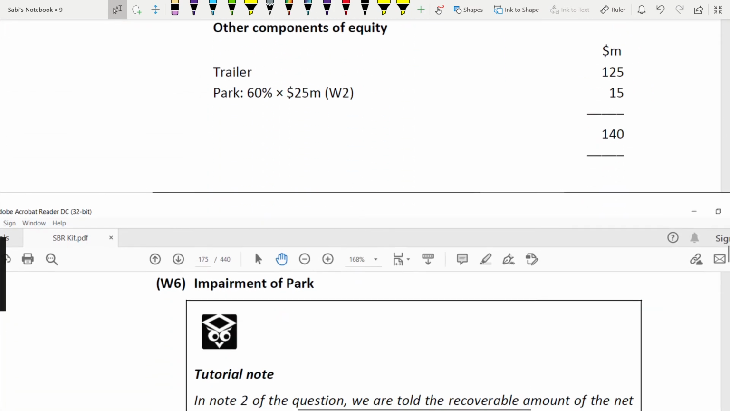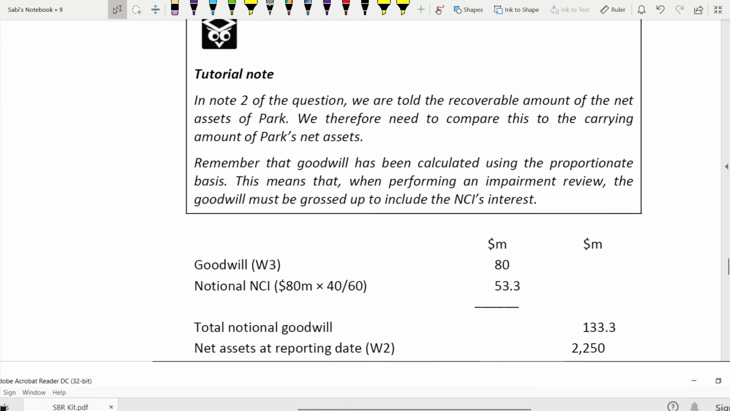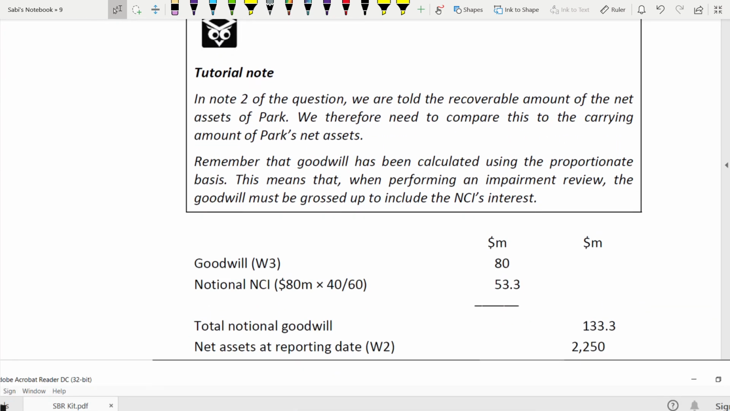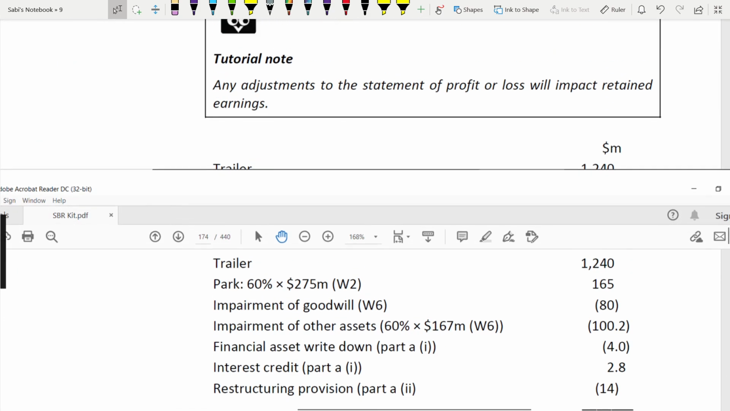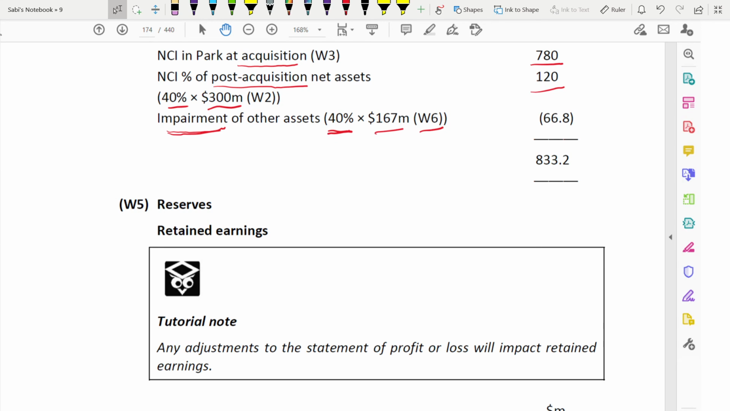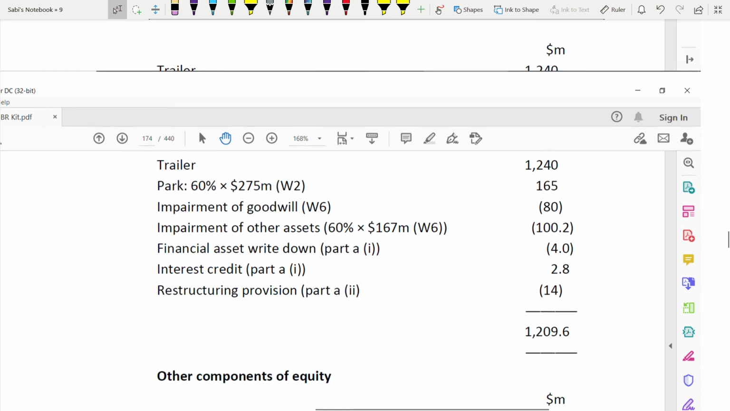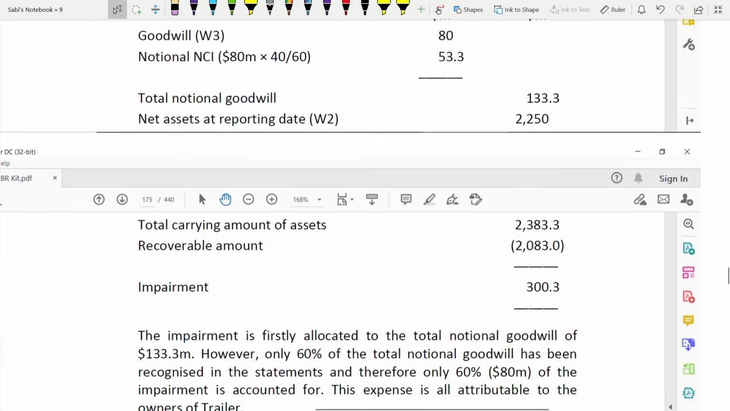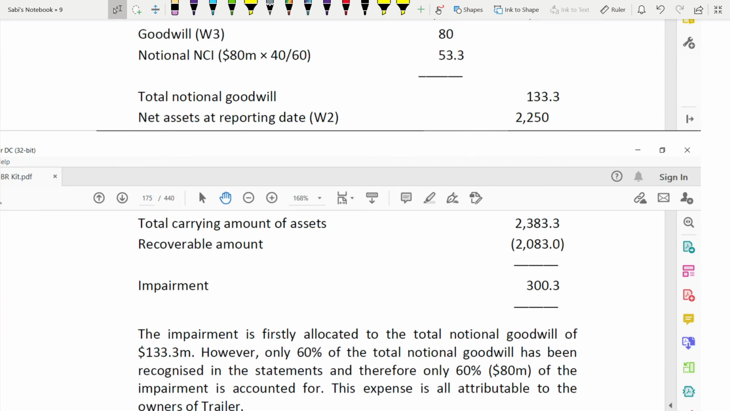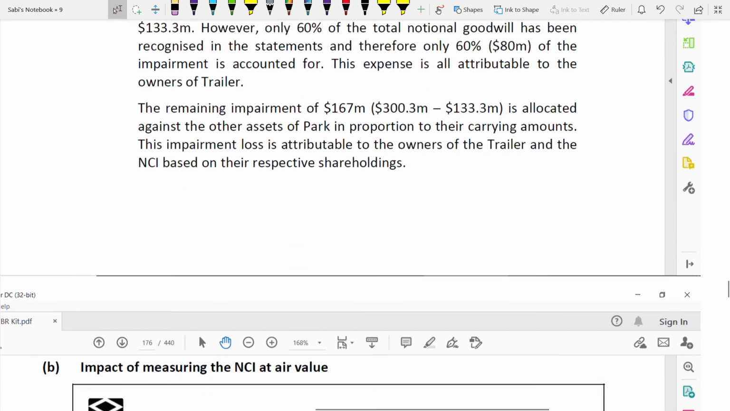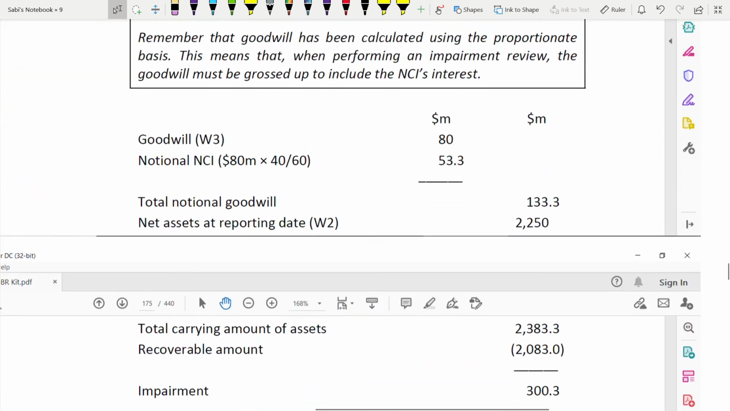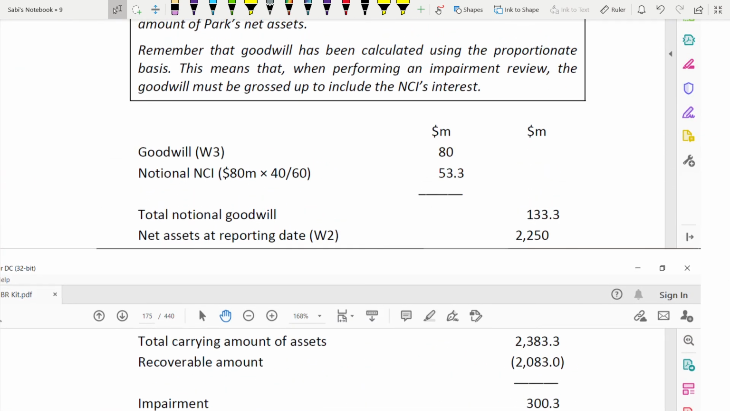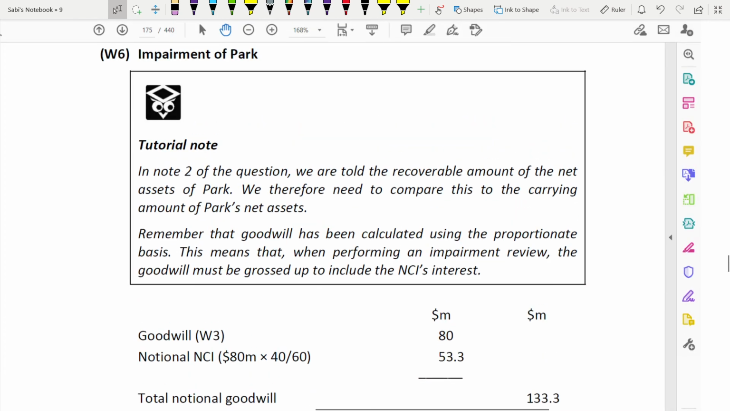Or do you want to go through the working 5, which is retained earnings, reserves, okay? Because in reserves only retained earnings will go. Okay, we'll go through working 5 later. First, we'll finish with the impairment part, okay? Working 6. It looks like it's quite a lengthy thing. No wonder that it has been shown at the end. Anyway, let us go through the impairment first.